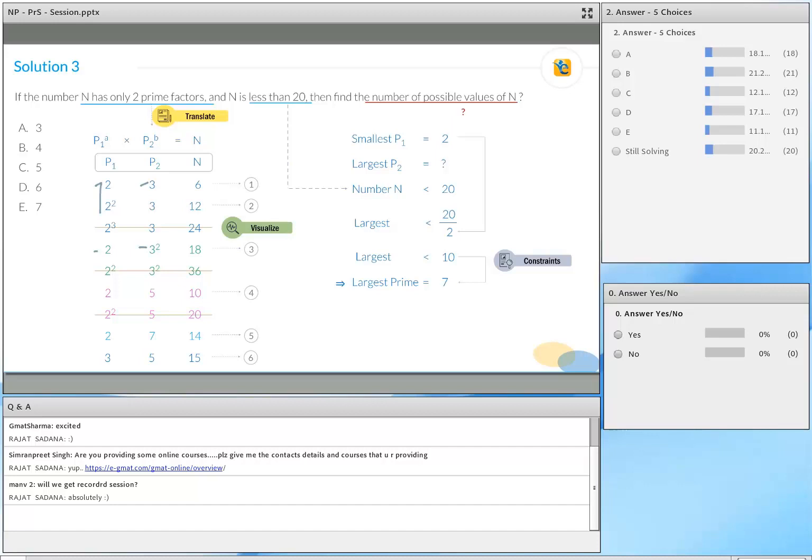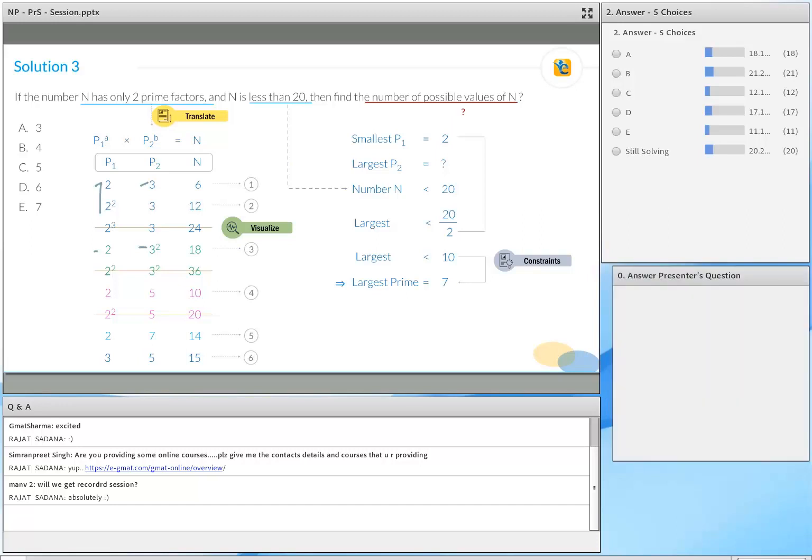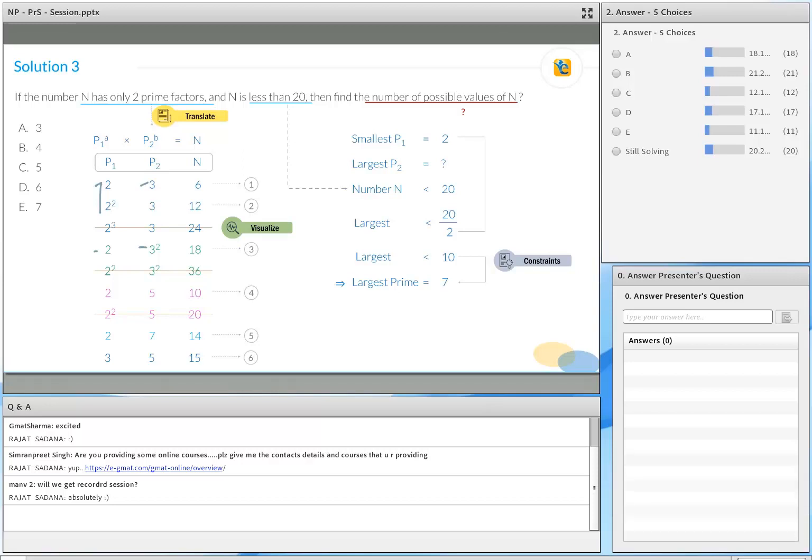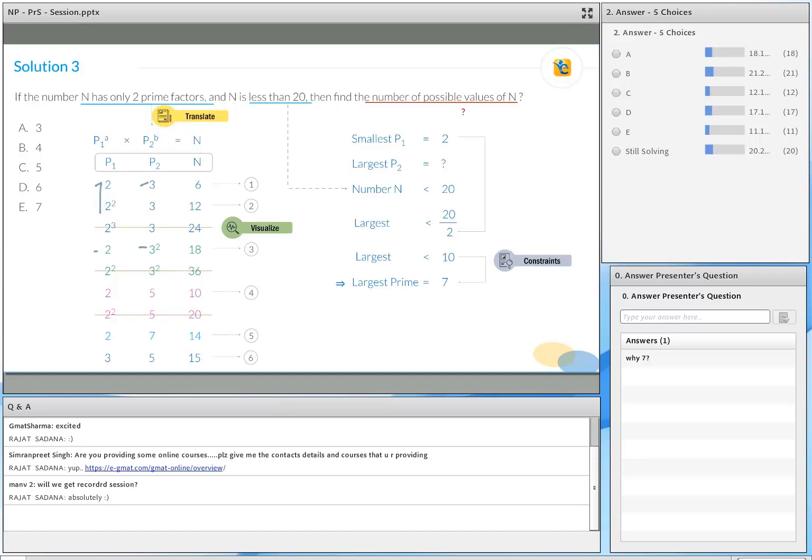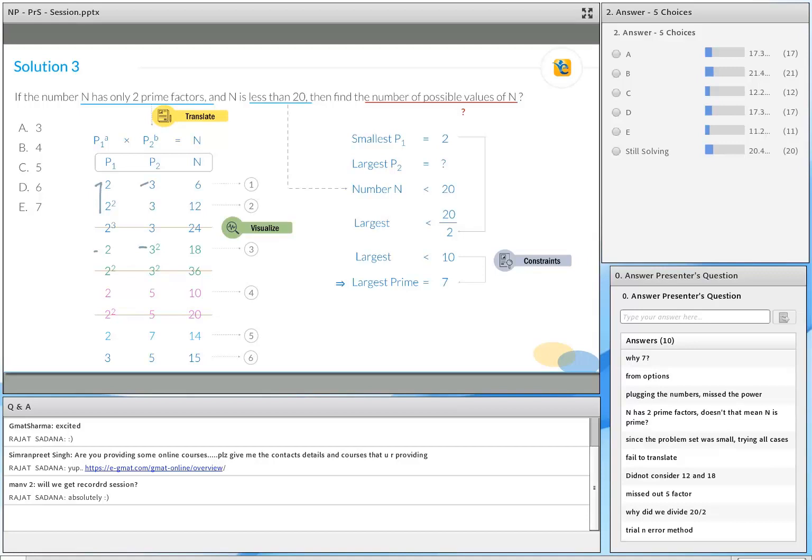So my first question is to those 17 people, did you select choice D as the correct answer for the right reasons? And by that, what I mean is, did you follow the process that is presented to you on the slide? No. Okay. So let's first talk about this. What is the process that you followed? So slowly we are going to take up all the other cases as well. Why 7? Again, we are just trying to figure out what is the upper limit of B2. Okay, so you figured out from the options, you failed to translate, you didn't consider 12 and 18. Okay, so do you see?